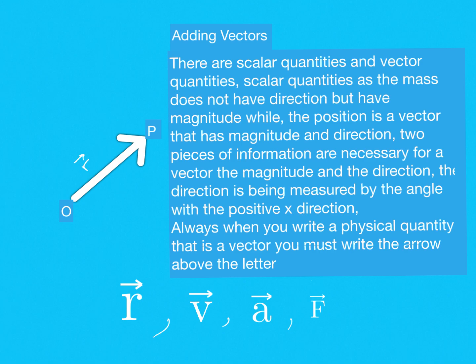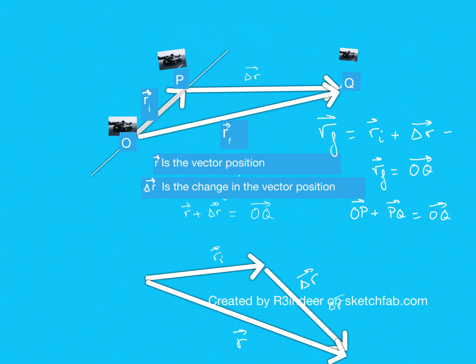So, vectors have magnitude and direction. Two pieces of information. You need two pieces of information and different kinds of information. One is about the magnitude, the amount of distance that is involved here, and the other is about the angle, its direction. Okay, let's go.